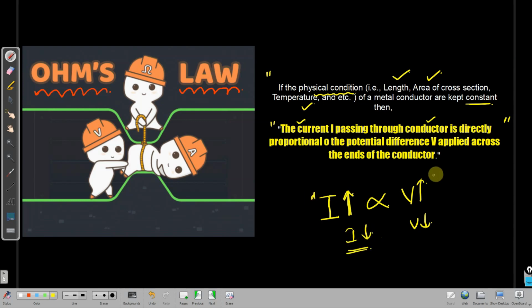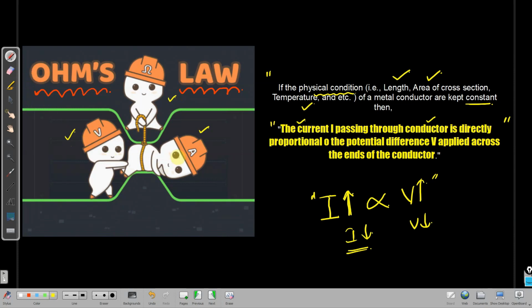Right? So let's not waste the time. Let's get into the lab activity and we can better understand how Ohm's law works. And then we have these cute characters to look at to understand the resistance, the current and the voltage. Alright, so let's just switch to the lab activity now.